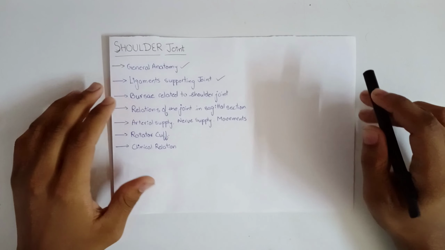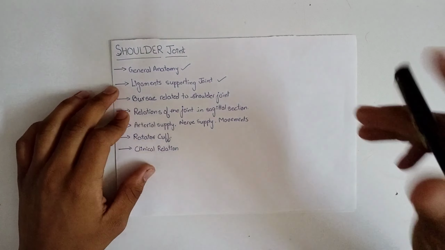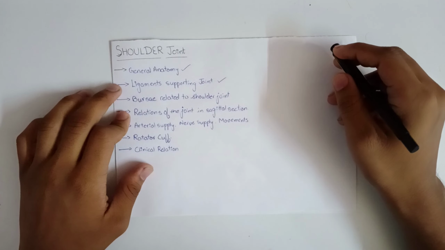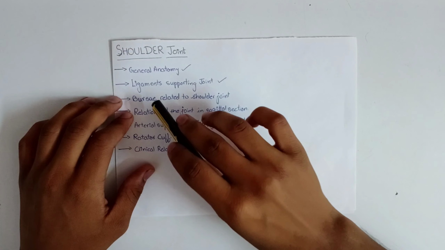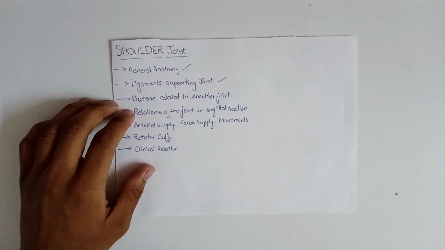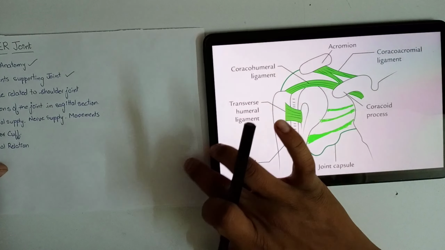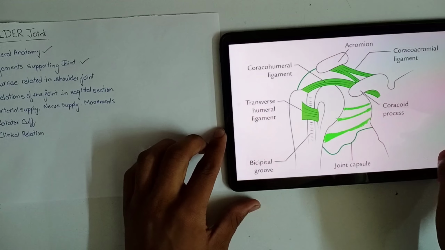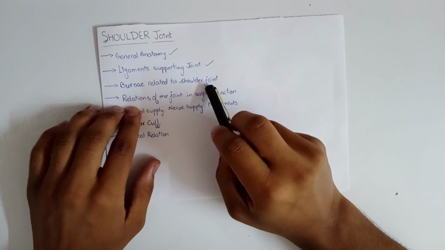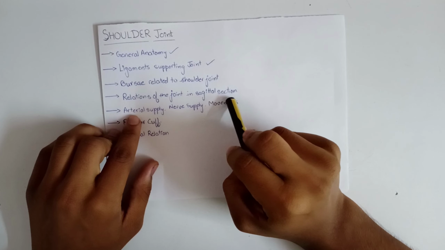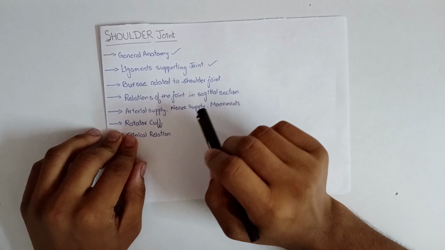Hello juniors, continuing the series of upper limb, we were covering the topic shoulder joint, and in the previous video we completed general anatomy of shoulder joint and the ligaments supporting the joint. So these were the ligaments we did in the previous video. Now in today's video we are going to cover bursae related to shoulder joint, relations of the joint in sagittal section, arterial supply, nerve supply and movements of the joint.